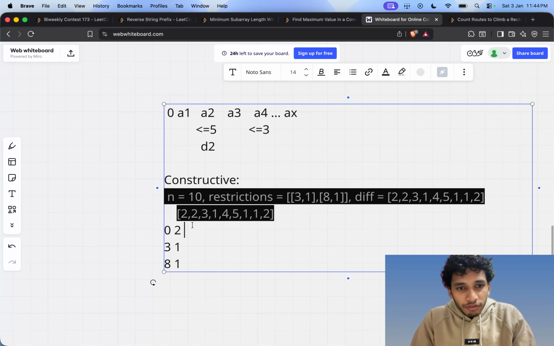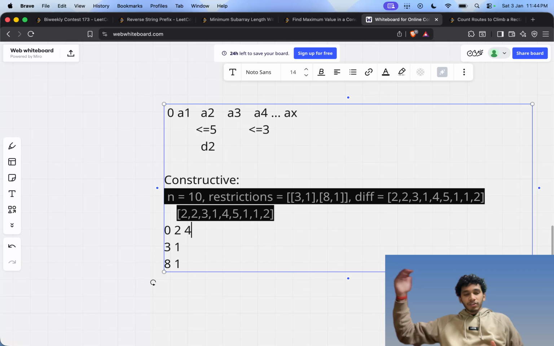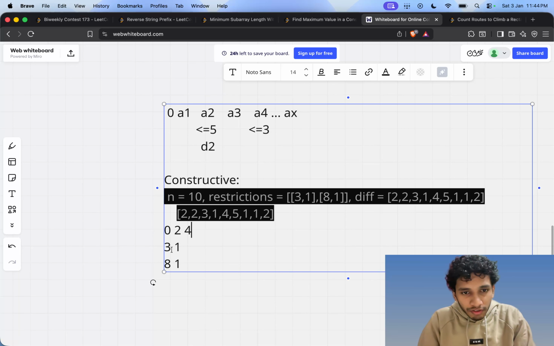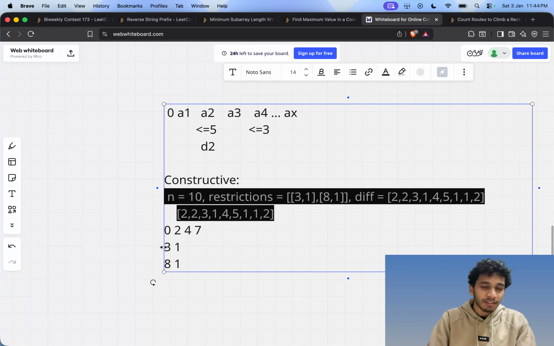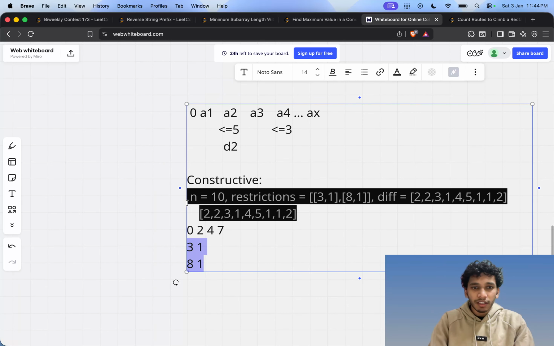Now again the difference is 2 and the index is 0 1 2. There is no restriction on that index. So how much can we increase it? By 2, since we always want to increase our largest value. Now this is the third index. What does this difference array say? The difference array says that 4 plus 3 is 7, so this can go up to 7. What does the restriction array say? The restriction array says that it can be up to 1 only.